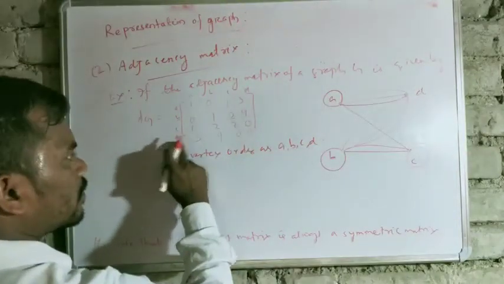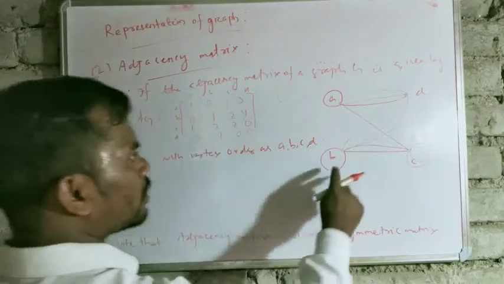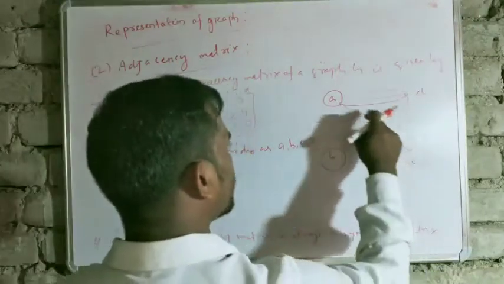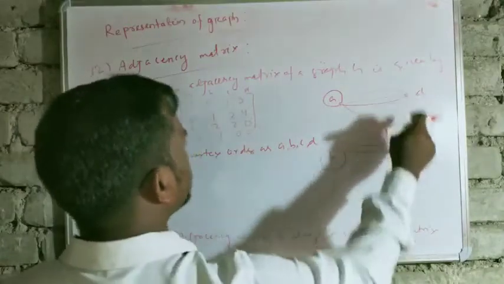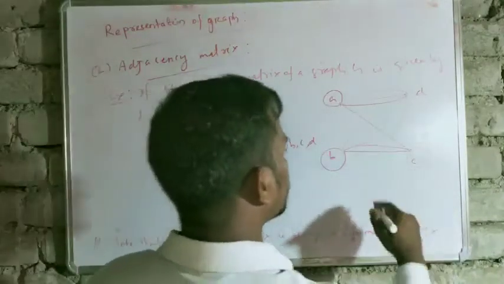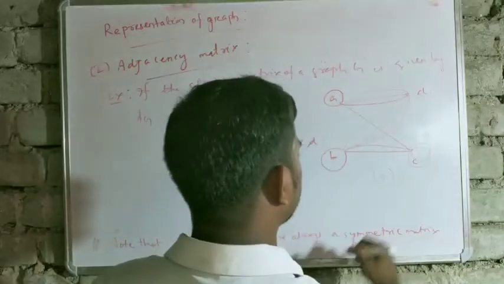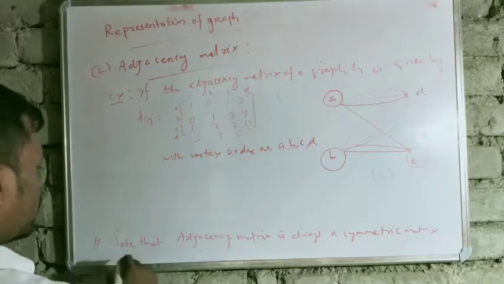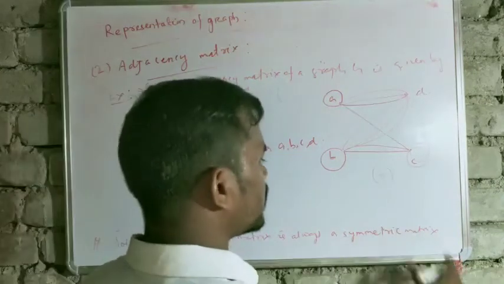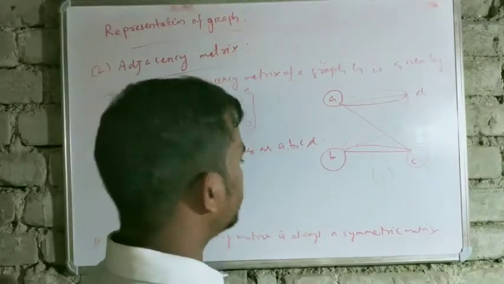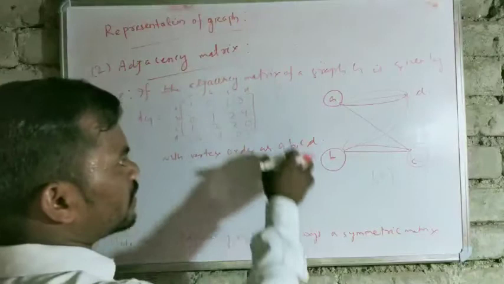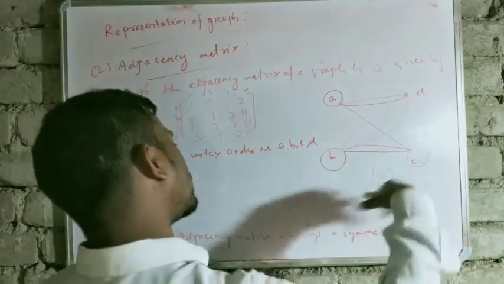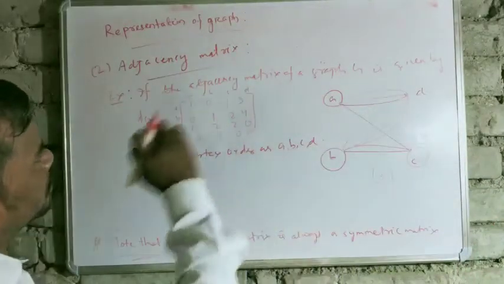And for D, or the fourth row, D to A, 3 edges are there. And D to B, 4 edges are there. D to C, no edges. D to D, no edges. So this is the corresponding graph G of this given adjacency matrix. Okay, so you have to note only this thing: the adjacency matrix is always a symmetric matrix. If an adjacency matrix is given, you can find the corresponding graph, or if a graph is given, you can find the corresponding adjacency matrix.